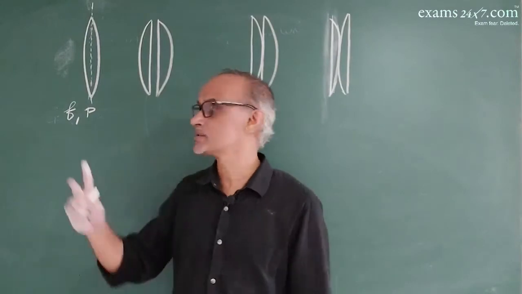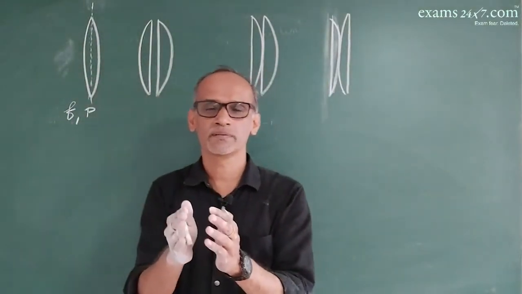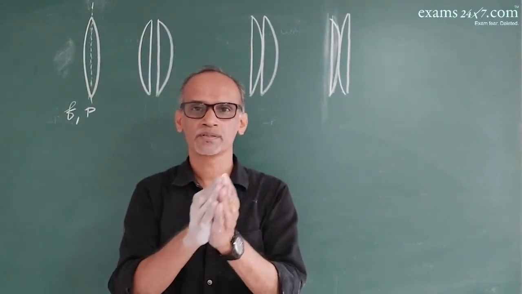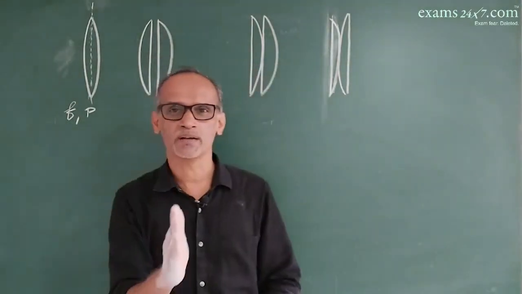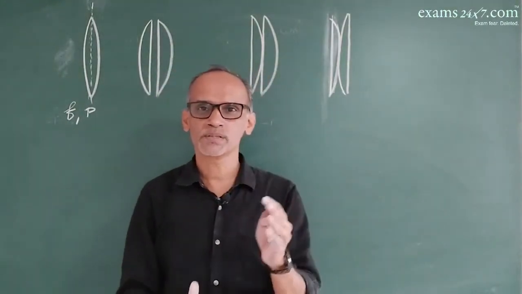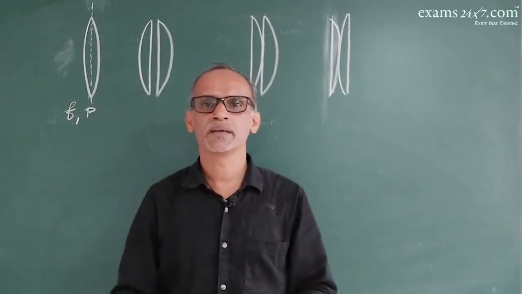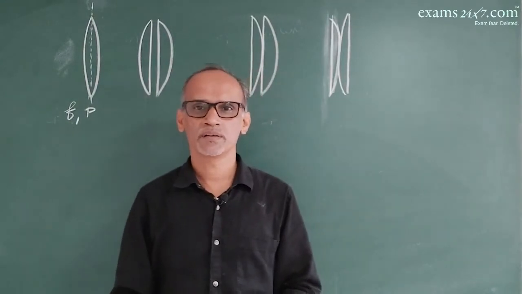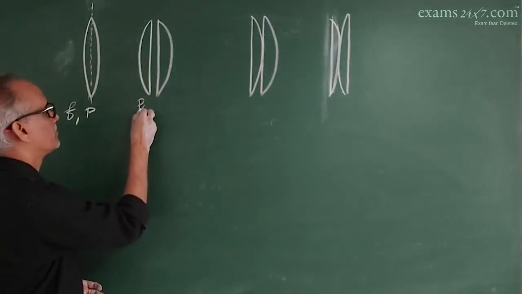Power of a lens depends on the radius of curvature of the two surfaces. The entire power depends on the radius of curvature. The moment you cut that into two halves, it loses one of the curvatures. That means its power will decrease by that factor. So when it loses one of the curved surfaces, its power becomes P by 2.